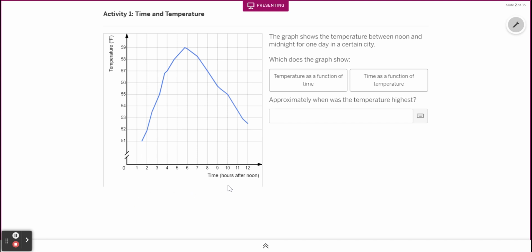So remember, our x, our input, is always independent, and our y, our output, is always dependent. So our temperature is dependent on the time of the day. So temperature is a function of time. So approximately when is the temperature the highest? So we need to look at the time. Well, our highest is all the way up here. And it's not quite 6 p.m., so we could say like 5:45. And it already has p.m. because all these are afternoon times.